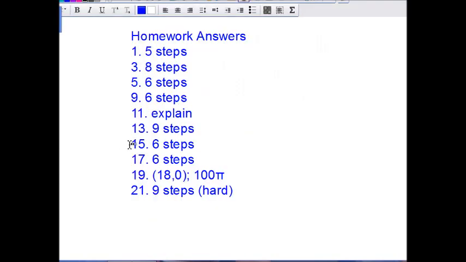So here are the answers to the homework. Again, we had 1 through 5 odds and 9 to 21 odds. So I give you the number of steps for each proof. I want to see what you can do with it. Now, number 21 is a really difficult proof. So what I want you to do with number 21 is keep the end in mind when you're going through your proof and think about what triangles need to be proven to be congruent. As always, have a good one.